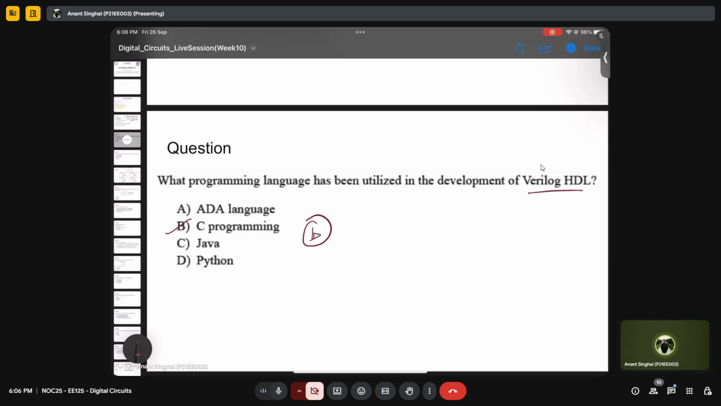So this Verilog HDL is not VHDL. I'd like to be clear. Verilog HDL means the Verilog language only.